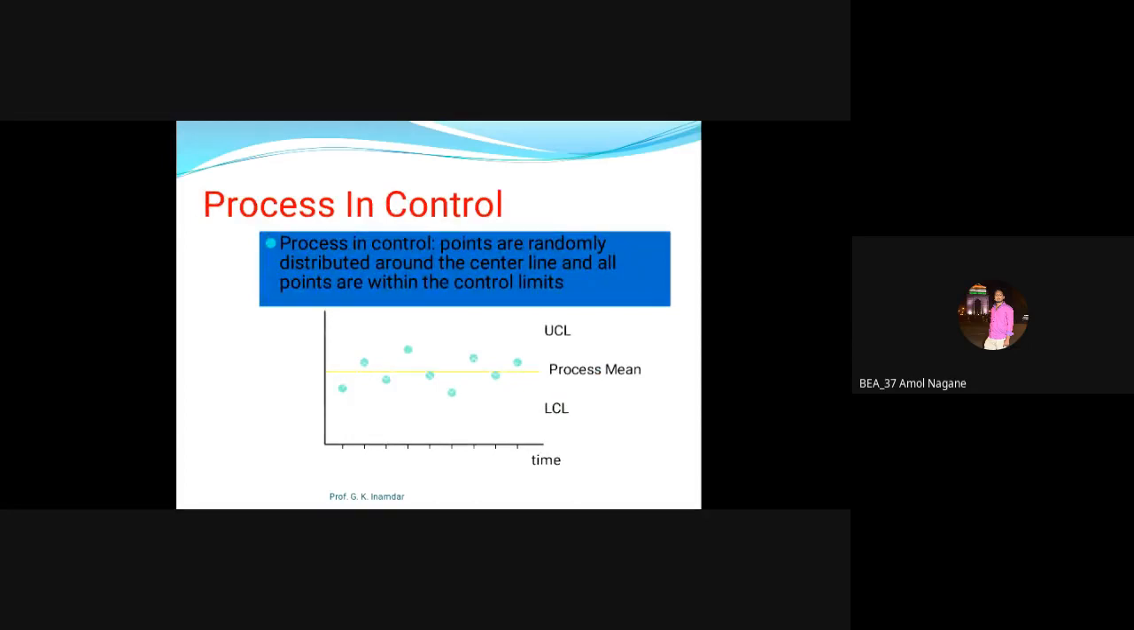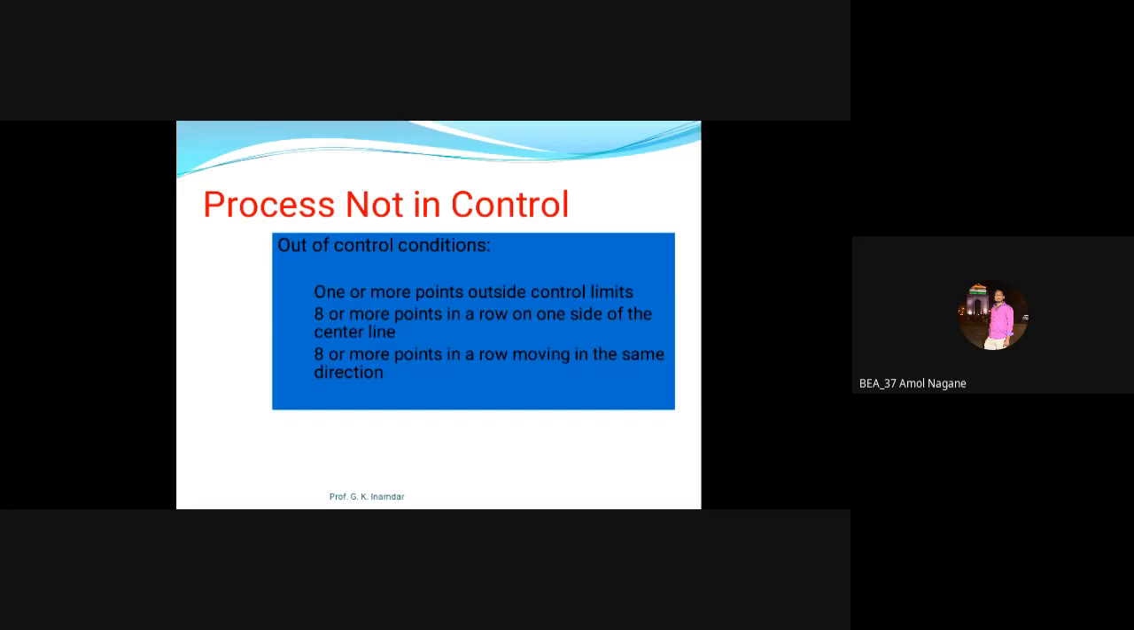Process in control: points are randomly distributed around the center line and all points are within the control limit. So this is again the control limit. Suppose for acceptance, our result should be in between the upper control limit and the lower control limit, that will be accepted. Process not in control, out of control: greater than the upper control limit or below the lower control limit is rejected. So we can generally say that this process is not in control.